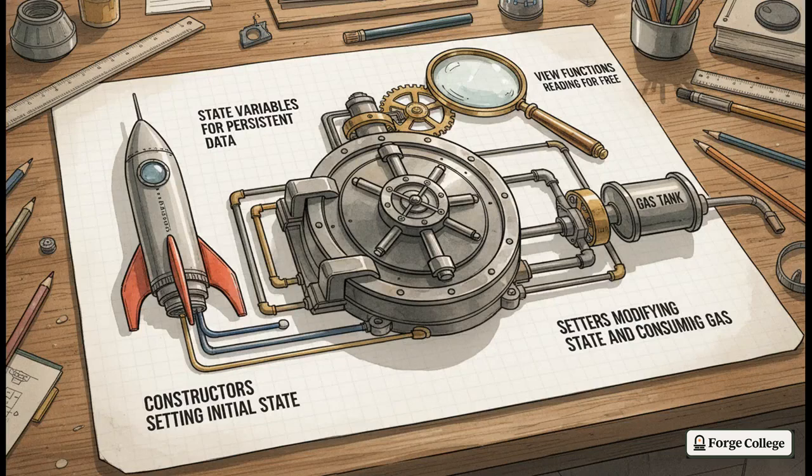Let's quickly lock in our core principles of storage and memory from today. State variables, that's your persistent memory on the blockchain. View functions, they allow you to read that state completely for free. Setters, those actually modify the state, meaning they require mining and they will cost you gas. And finally, constructors, they are your one-time launch sequence to set the initial deployment state.